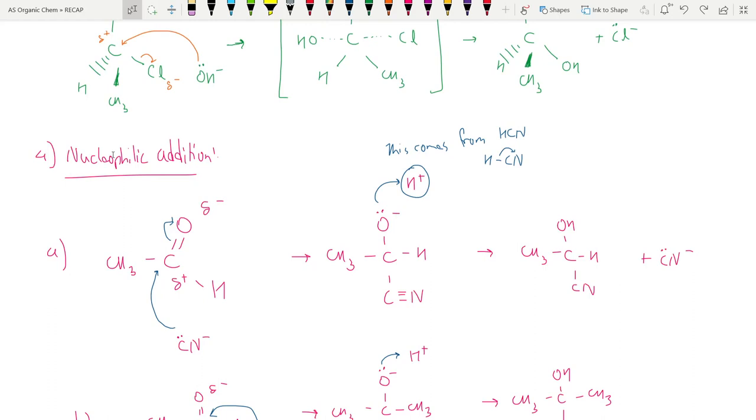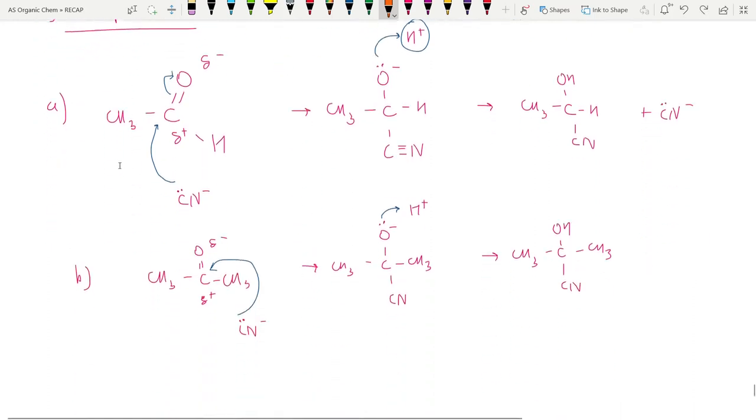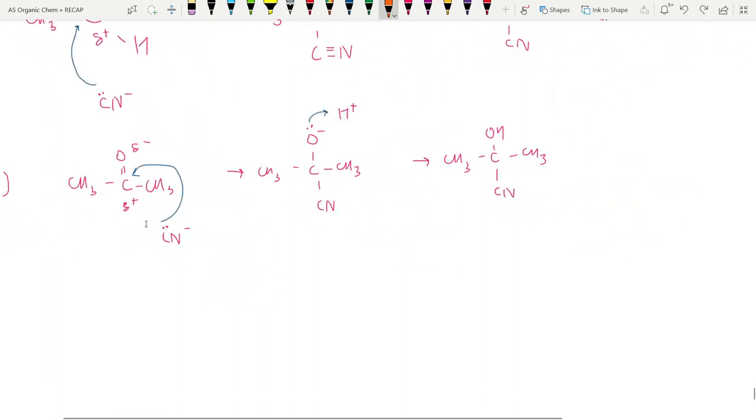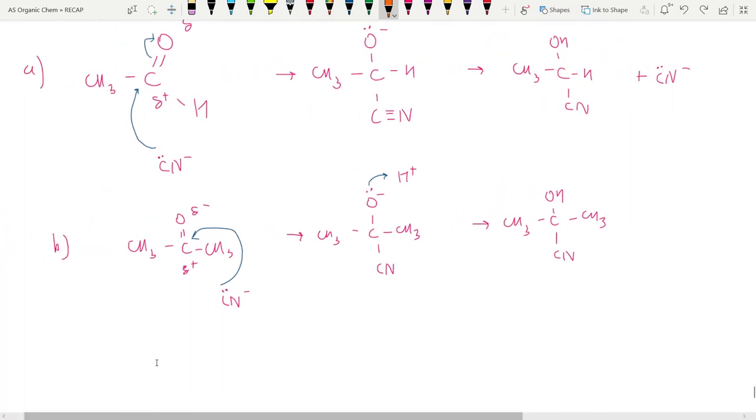Now the O minus attacks an H plus. Where did we get this H plus from? The HCN reagent that we added in the first place. Heterolytic fission occurs in the HCN, which gives us this H plus. So O minus attacks that H plus, and we get our hydroxynitrile. The interesting part is the CN that we used initially has been regenerated. That's why it's acting as a catalyst. And the last one, I've shown you the same reaction using a ketone. We're getting a hydroxynitrile here as well.